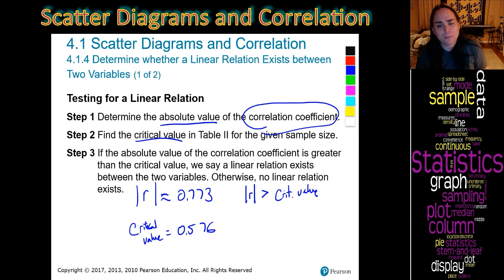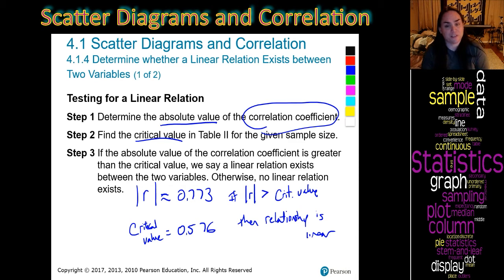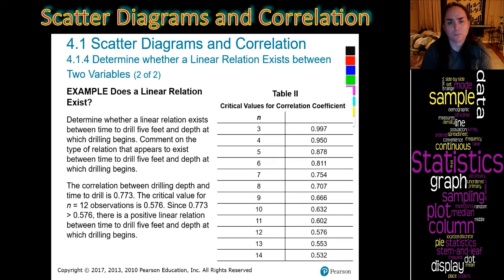If that's true, then the relationship is linear. So that is the case, isn't it? Our absolute value for R was more than the critical value with 12 ordered pairs, so we say that a linear relationship exists. And as you can see, they came to the same conclusion. Since 0.773 is more than 0.576, there is a linear relation.